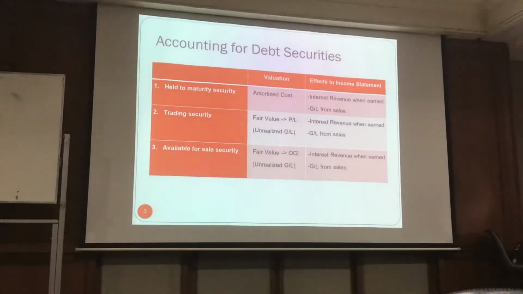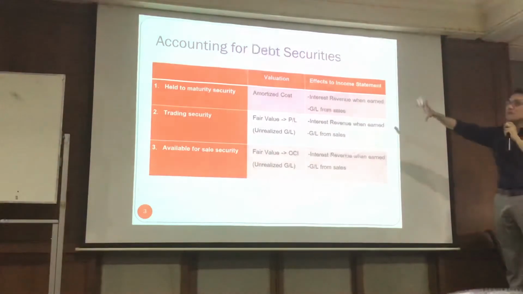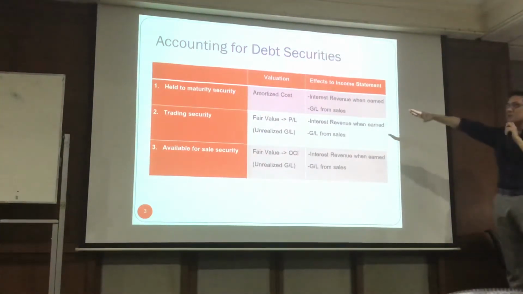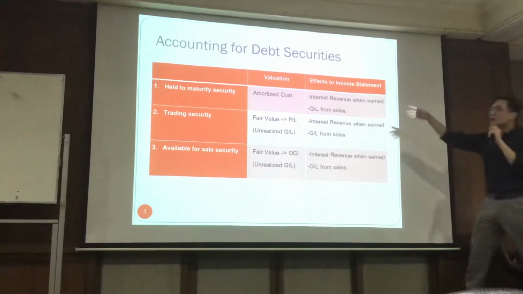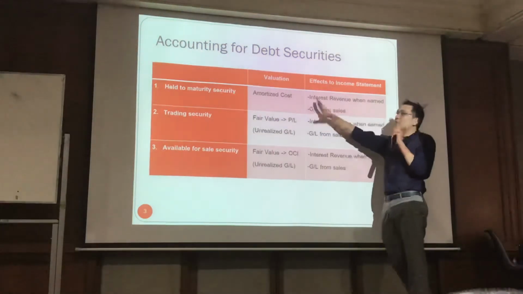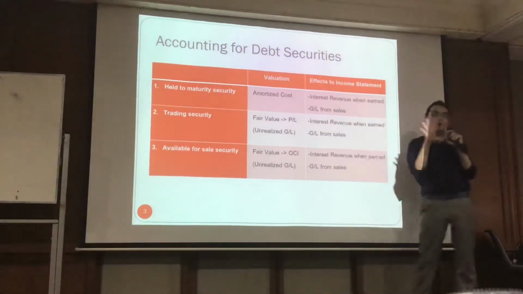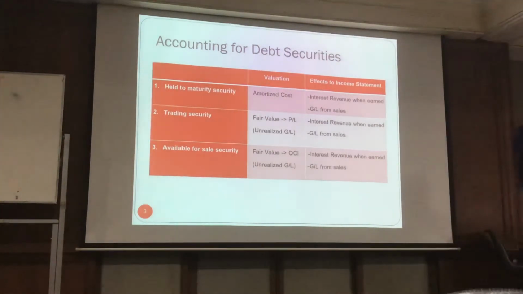The big picture first for debt securities. If you're looking at debt securities, we have three kinds: held to maturity, trading, and available for sale. For held to maturity, HTM, we follow amortized cost. You learned that in your earlier theory, when they issue a bond, you calculate the effective interest rate, right?